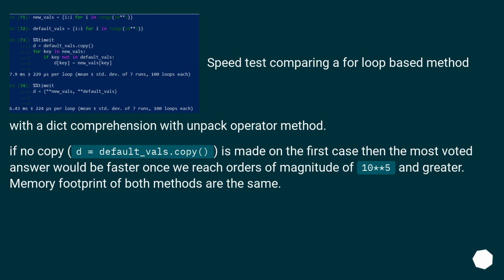Speed test comparing a for loop-based method with a dict comprehension with unpack operator method. If no copy, d = default_vals.copy(), is made in the first case, then the most voted answer would be faster once we reach orders of magnitude of 10^5 and greater. Memory footprint of both methods are the same.